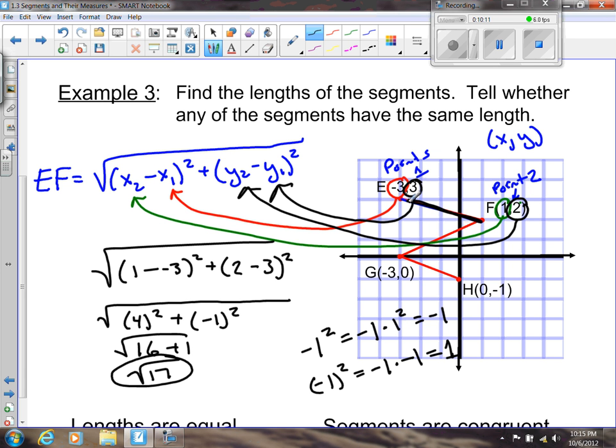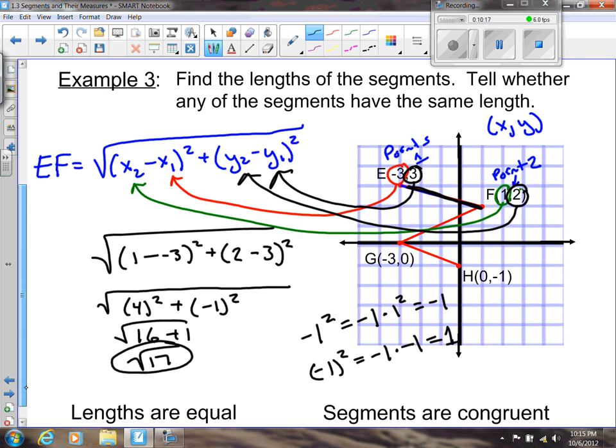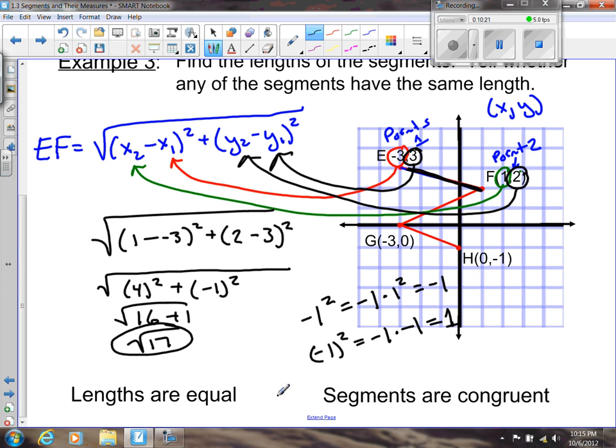Okay, so when the lengths are equal, the segments are said to be congruent. So this new word, congruent. Congruent means they have the same length, or if we're talking about angles, they have the same measure. So we'll talk about that in our next section.